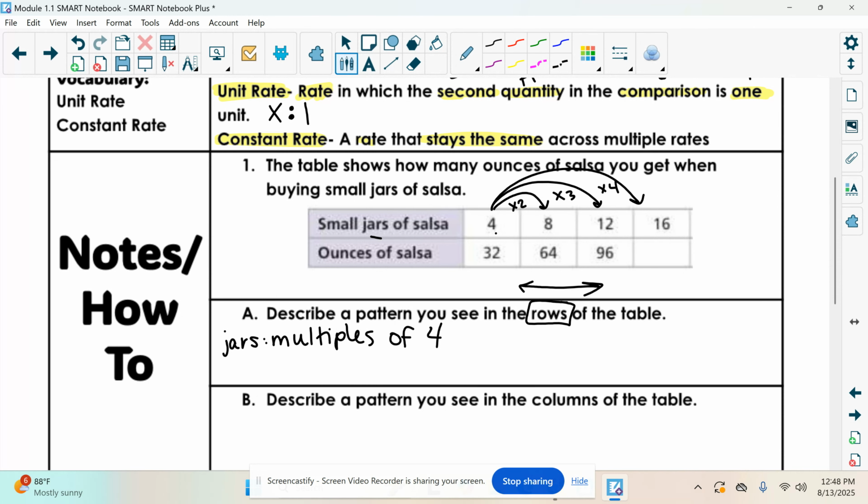The next one's a little bit more tricky because they're bigger numbers. What's the pattern there? It's skip counting by 32s. 32 times 1 is 32. 32 times 2 is 64. 32 times 3, if we did the math, is 96. So we could write that the ounces are multiples of 32.